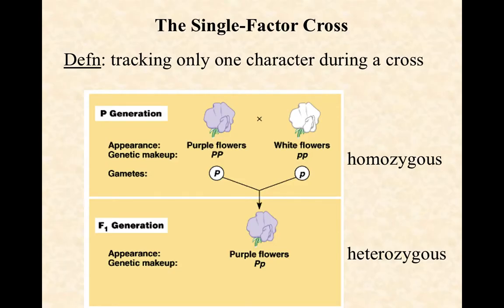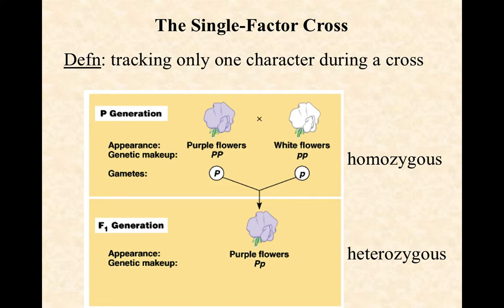In this video, we are going to look at something called a single factor cross. A single factor cross is when we are mating two organisms, and again, we're going to use plants as our model, and we're really only tracking or paying attention to one character. We're not trying to pay attention to multiple things, just one character.